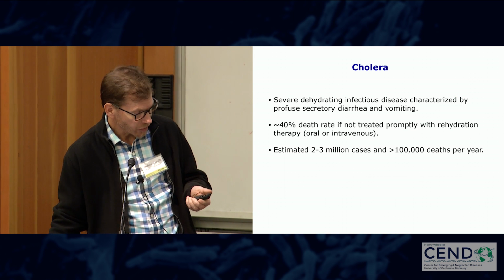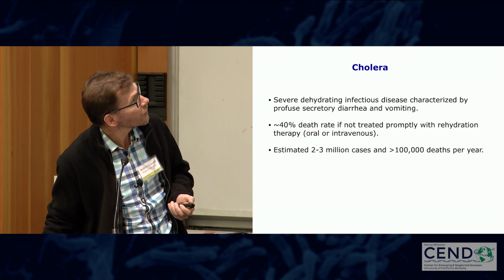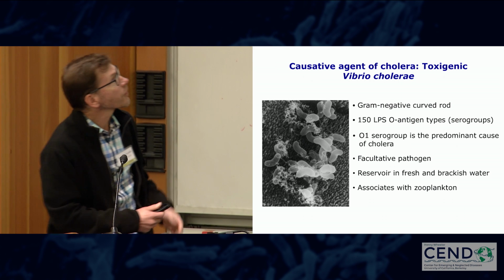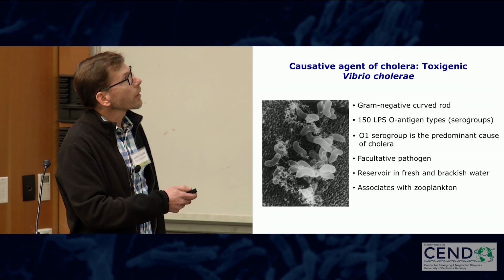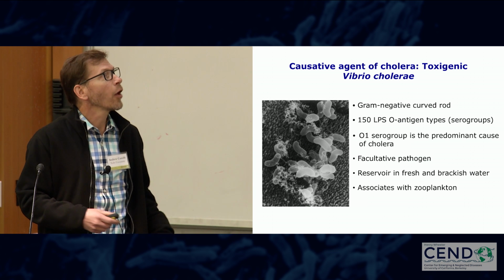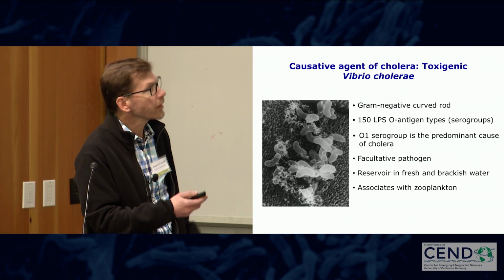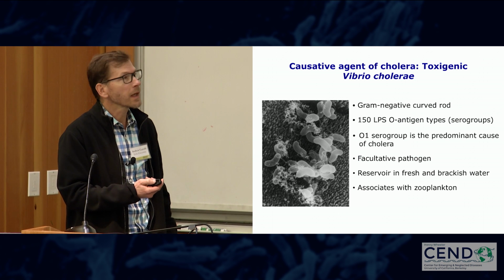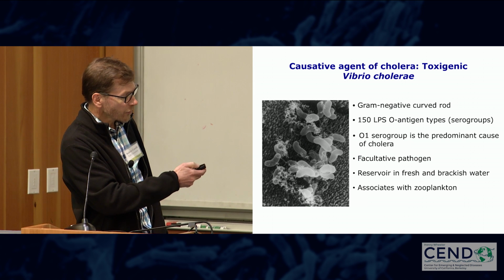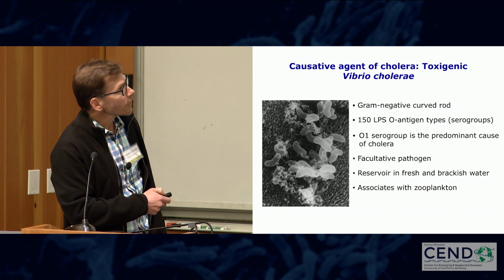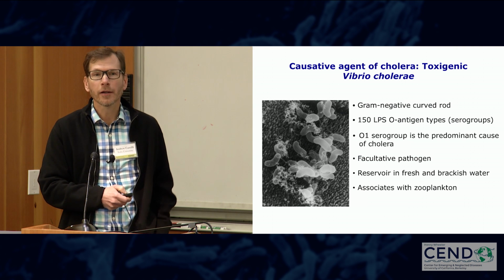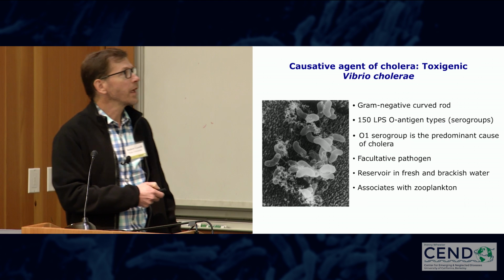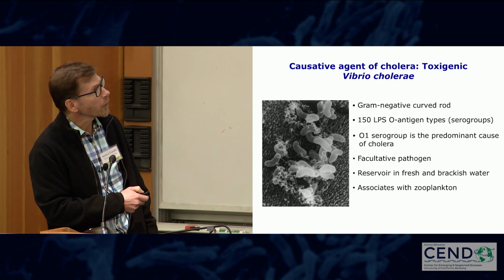So Kim gave a good introduction, and I can probably skip almost all this. I'll say a little bit more about the organism. There are 150 different LPS O-antigen types out there that give rise to the serogroups. But most cholera in the previous pandemics and in the current pandemic is caused by this O1 serogroup, which makes it an easy target if you're using phages, because the O-antigen is a major receptor for phages amongst the gram-negatives.